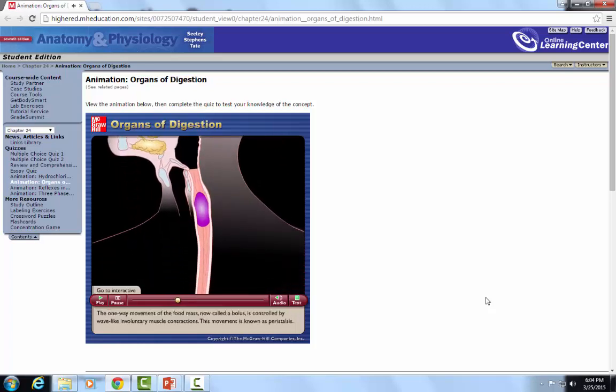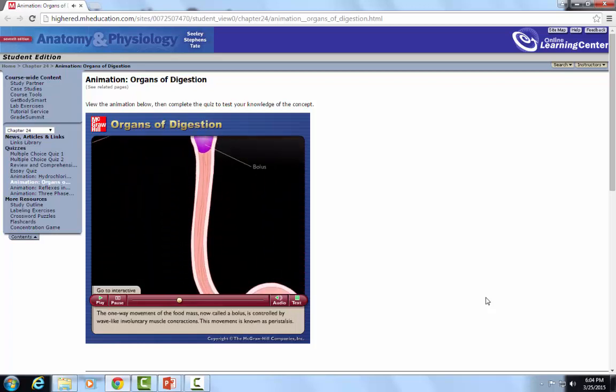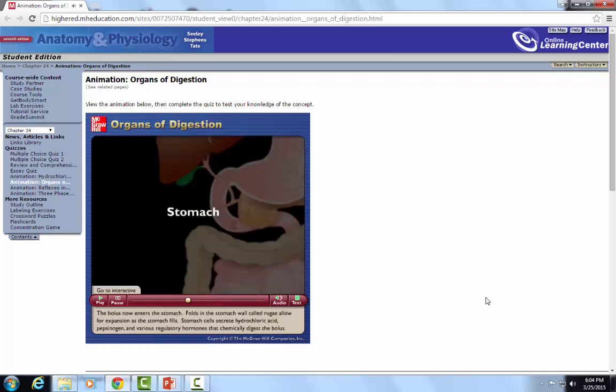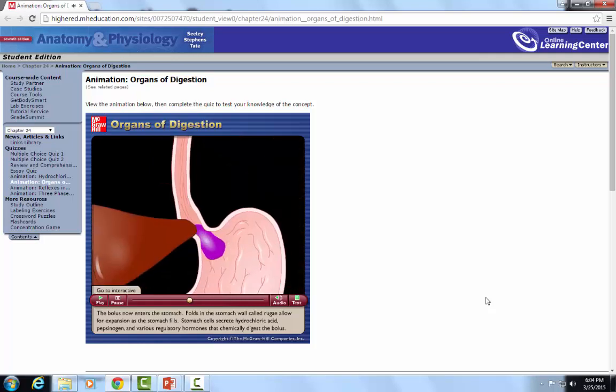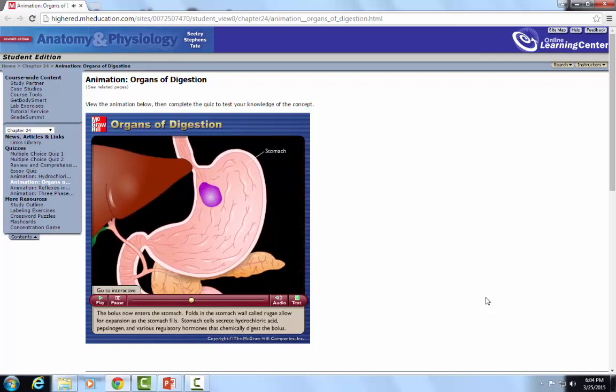The one-way movement of the food mass, now called a bolus, is controlled by wave-like involuntary muscle contractions. This movement is known as peristalsis. The bolus now enters the stomach. Folds in the stomach wall, called rugae, allow for expansion as the stomach fills. Stomach cells secrete hydrochloric acid, pepsinogen, and various regulatory hormones that chemically digest the bolus.